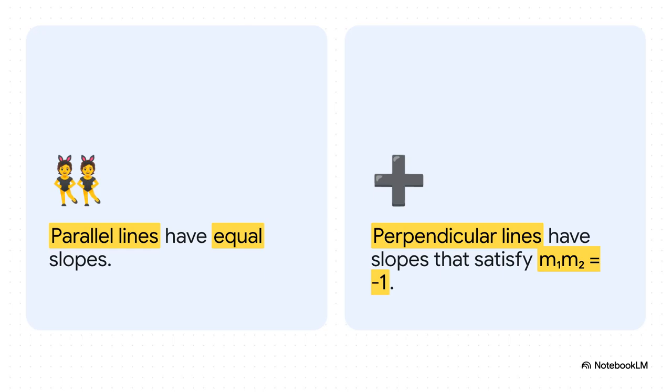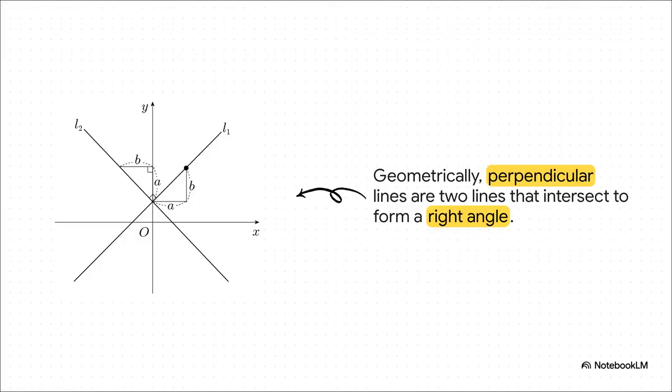Now, if the slopes are negative reciprocals, what does that mean? It just means you take the slope of one line, flip it upside down, and slap a negative sign on it. If that gives you the other line's slope, then they're perpendicular. And that's the cool part.